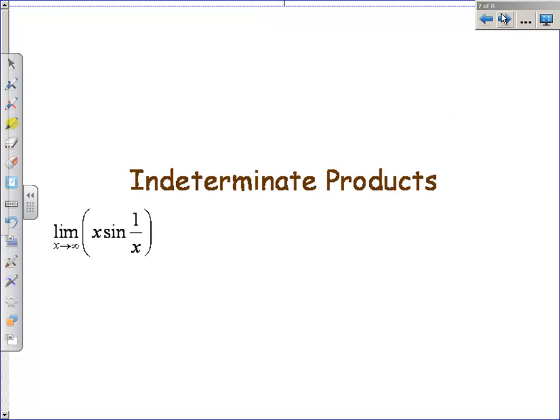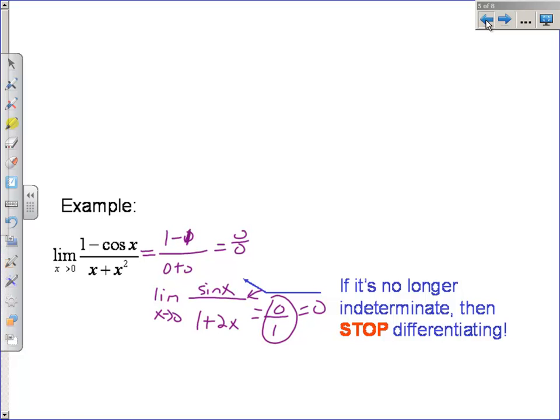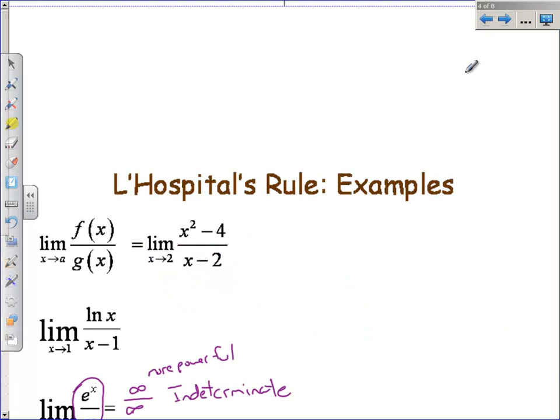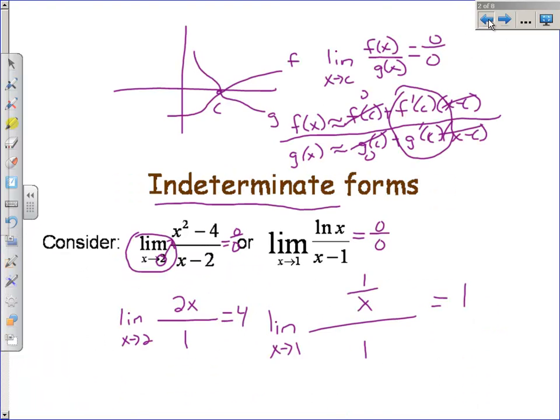Last thing is, we're going to look at different kinds of indeterminate forms. Some other kinds of indeterminate forms are 1 to the infinity, or infinity times 0, and that will come up as well in the next couple of weeks.